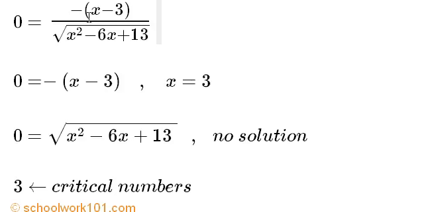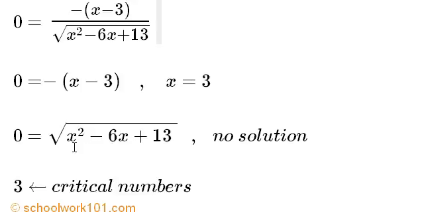Alright, the next order of business is we're going to take the numerator, set it equal to 0, and solve for x. It turns out that x is equal to 3. So that's going to be one of our critical numbers. Then we want to take the denominator, set it equal to 0, and there is no real solution. There's not anything we can plug into this down here to actually get 0.